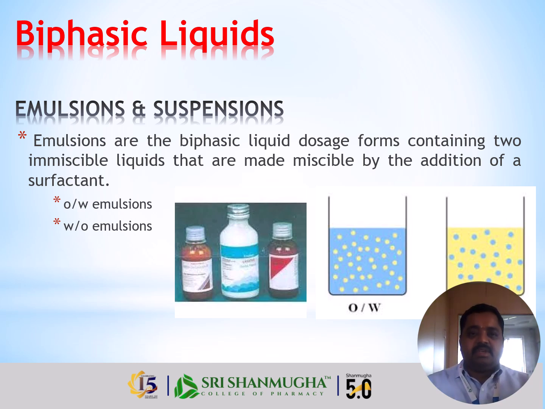Biphasic liquids. Biphasic liquids, the major two we are using, are emulsions and suspensions. Emulsions are biphasic liquid dosage forms containing two immiscible liquids that are made miscible by the addition of a surfactant in the name of an emulsifying agent. The types mostly used are the oil-in-water type emulsion and the water-in-oil type emulsion.